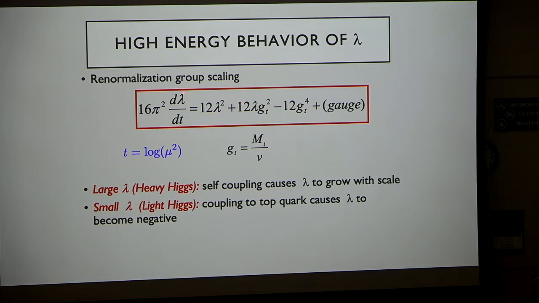So if lambda is small, say a light Higgs, remember it's m_h squared over 2v squared, the coupling to the top quark here causes lambda to become negative, okay? Whereas if lambda had been heavy, if the Higgs mass had been very big for this term to dominate, lambda would grow with scale. So we have to have both effects here. And so let's see what this means.